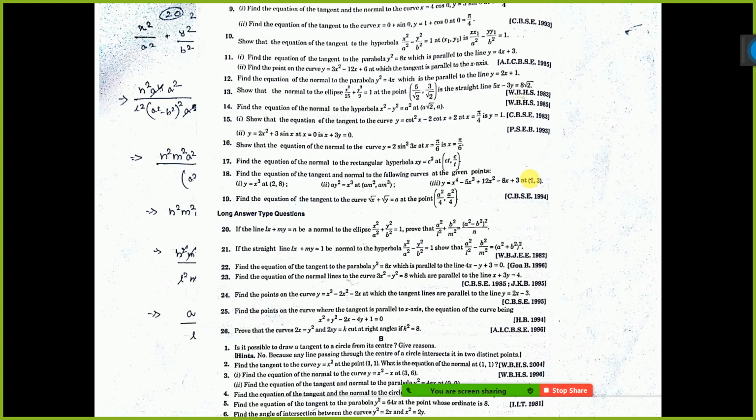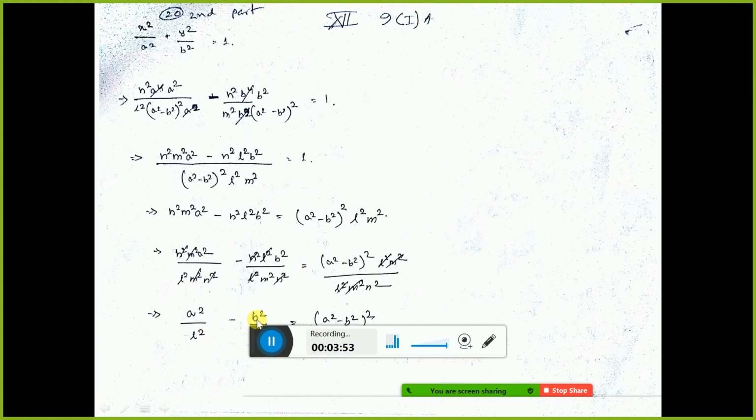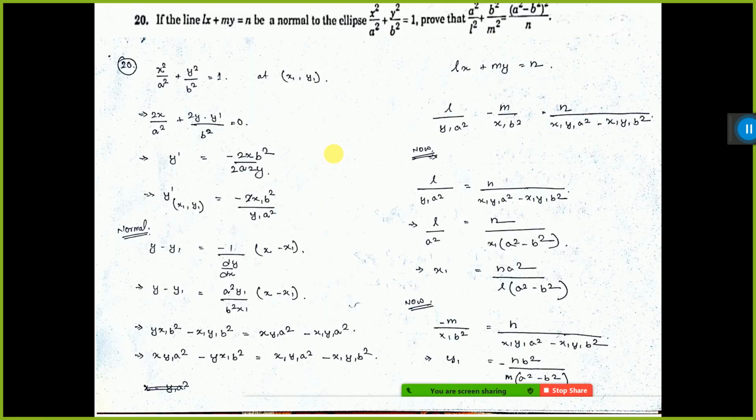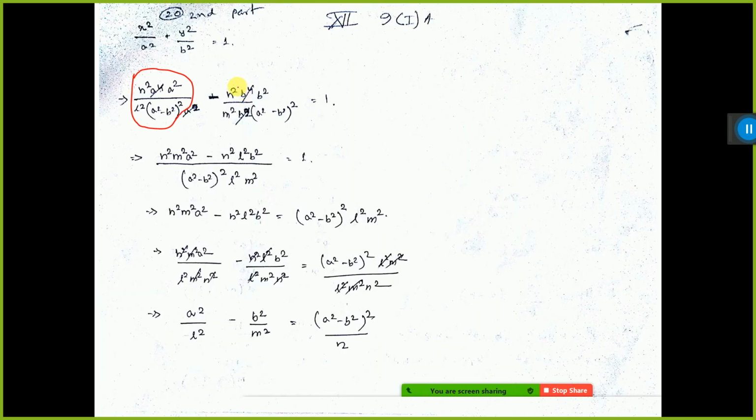Now see the second part, that is a continuation of this. Here x1, y1 lies on this curve, so it will be x1 square by a square plus y1 square by b square equal to 1. Now the value of x1 you put here, this is the value of x1. If you do not understand, again I am showing you, this is the value of x1, clear? And this is the value of y1. These two values you put here.